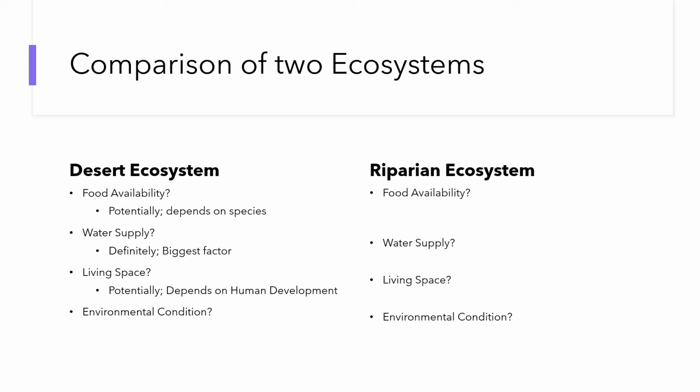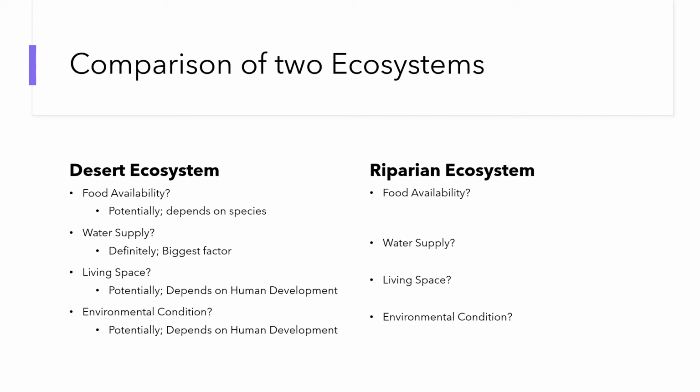Space, maybe. Environmental condition, also maybe. They're both dependent on human development. We live in a desert. You can look around where we are. The more we grow, the less desert there will be because we build suburbs, we build roads, we break apart that ecosystem. We'll talk about fragmentation later on in the video. Actually, I think in the last video we'll talk about that. Same thing with environmental condition.